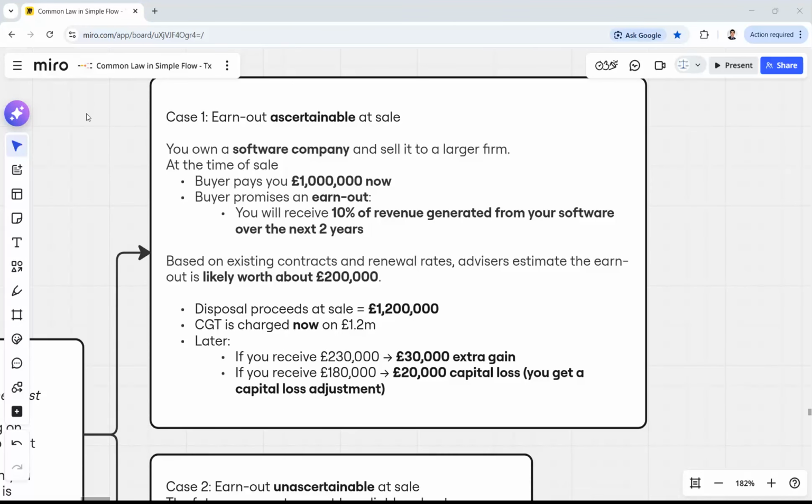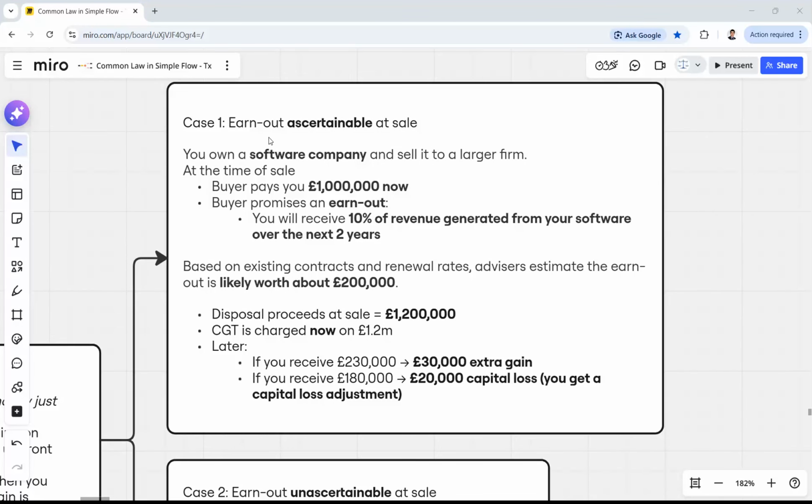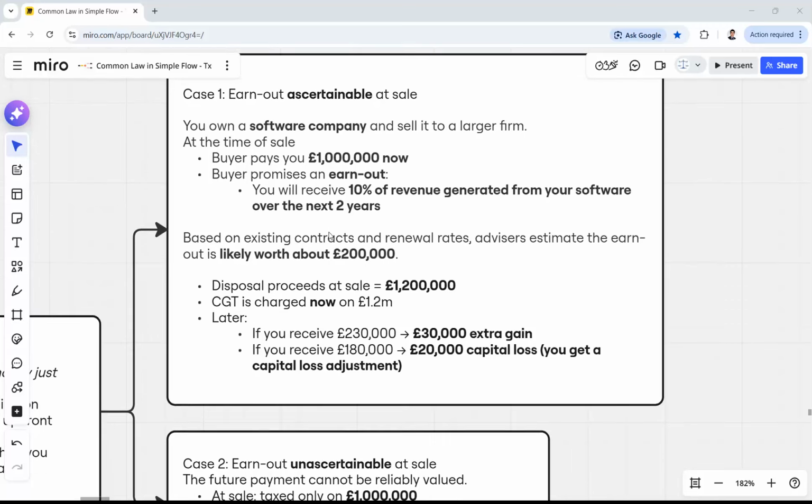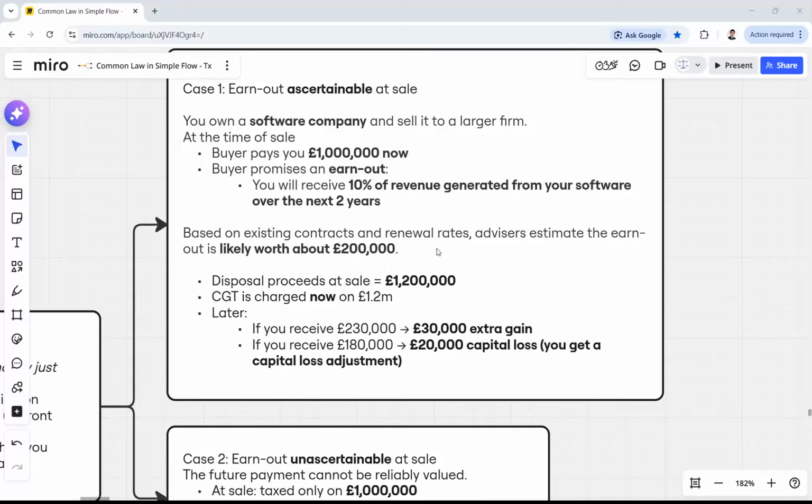So let's go through the first example. Earn out ascertainable at sale. You own a software company and sell it to a larger firm. At the time of the sale, the buyer pays you £1 million now. The buyer promises an earn out: you will receive 10% of revenue generated from your software over the next 2 years. Based on existing contracts and renewal rates, advisors estimate the earn-out is likely worth about £200,000.